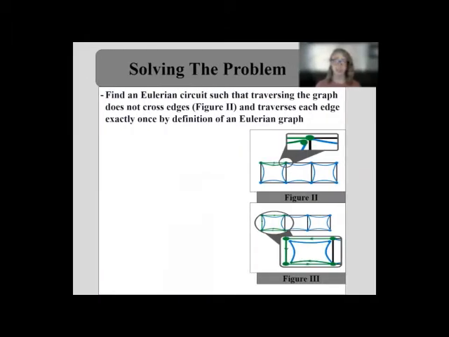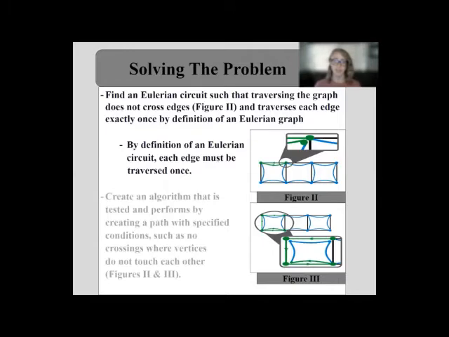Well, we have to find an Eulerian circuit such that traversing the graph does not cross any edges, shown in figure 2, and traverses each edge exactly once. In fact, by the definition of an Eulerian circuit or an Eulerian graph, each edge must be traversed exactly once. So then we can create an algorithm that is tested and performed by creating a path with these two specified conditions, along with no vertices touching each other. In fact, the algorithm and the computer are only concerned with those two aspects: the vertices can be visited multiple times, but the edges have to be traversed exactly once.